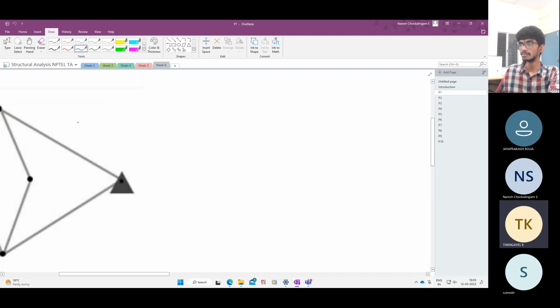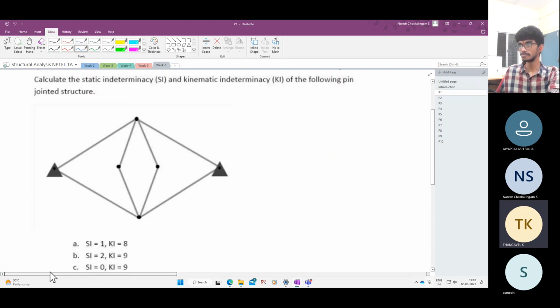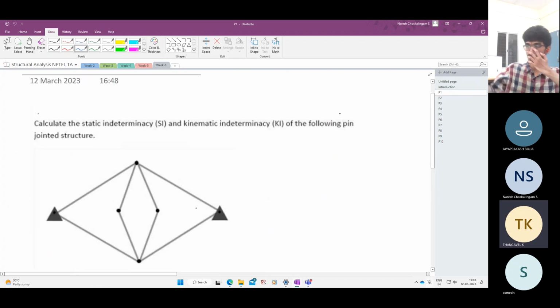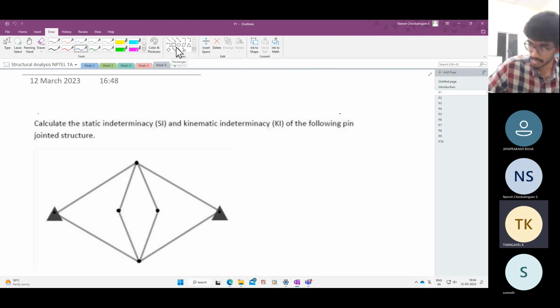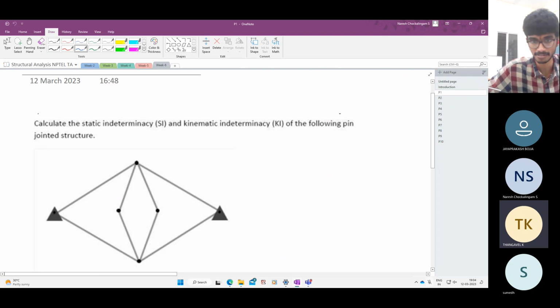So let me zoom in a bit. Calculate the degree of static indeterminacy and the kinematic indeterminacy for the following pin jointed structure. So basically this is a truss.